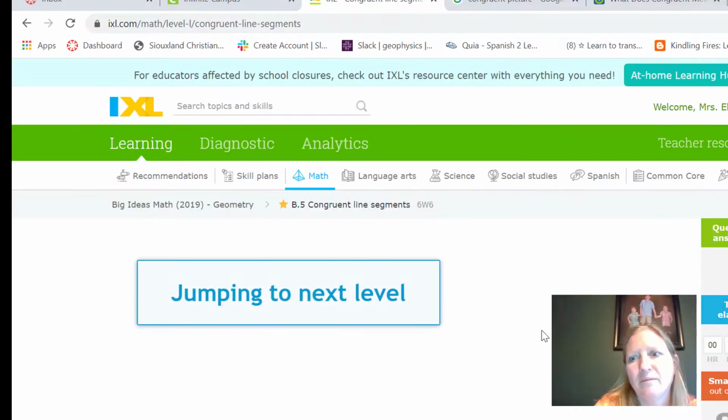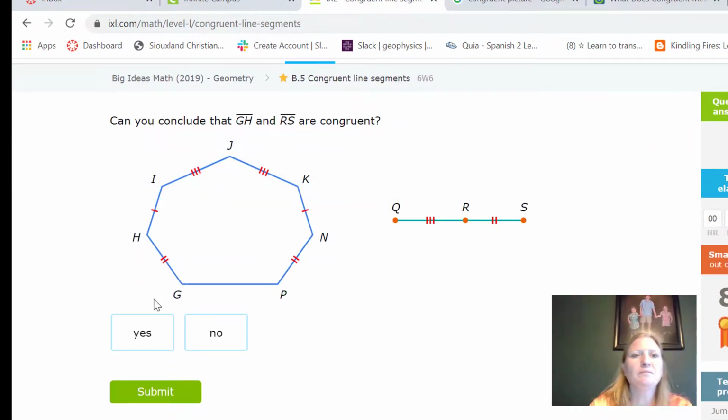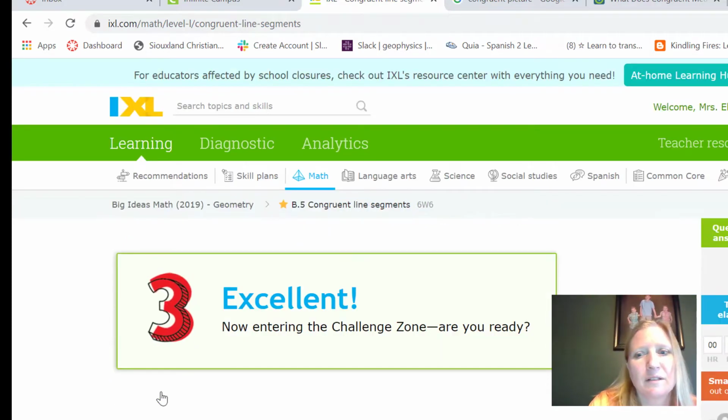I'll skip ahead again. All right, now these symbols, if you notice, it's asking you for GH. So GH right here has 2 lines. Anything with 2 lines is congruent to GH. So GH, PN, and RS are all the same because they all have those 2 symbols. Those are just symbols to show that they're congruent. So they're asking, is GH congruent to RS? Yes, because the diagram shows that they are, because they both have the 2 lines.